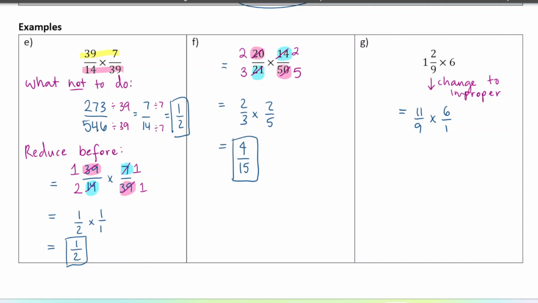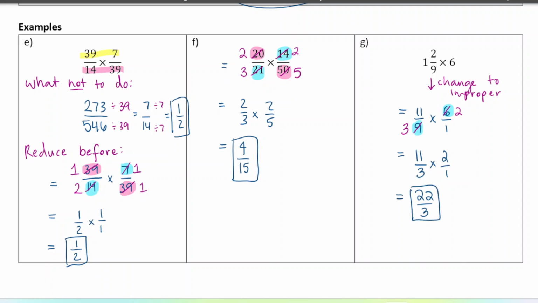Okay, let's see what I can reduce here. 11 and 1 doesn't reduce. 11 and 9, no. 6 and 9 does reduce though. These both can be divided by 3. So when I divide 9 by 3, I get 3. And when I divide 6 by 3, I get 2. So this question becomes 11 over 3 times 2 over 1. Now I'm going to multiply. 11 times 2 is 22. And 3 times 1 is 3.